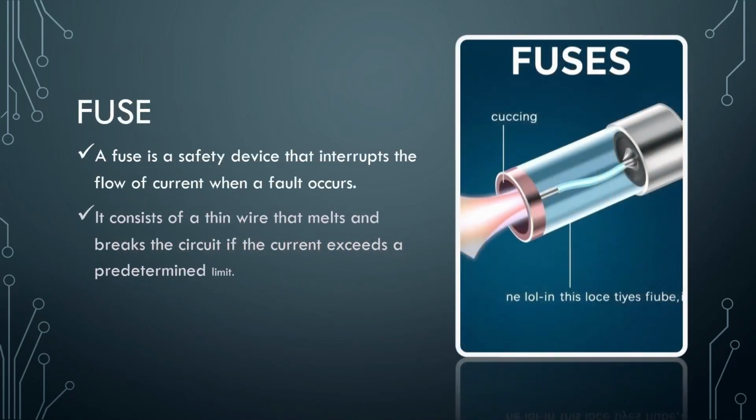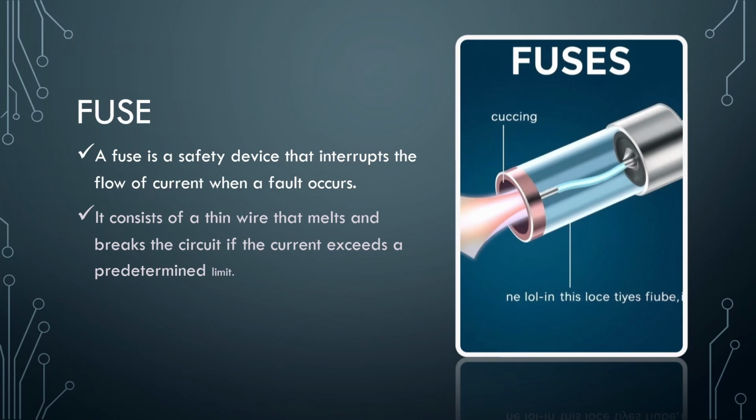So next in our list is a fuse. A fuse is a safety device that protects electrical circuits from overload or short circuits by breaking the circuit where excessive current flows. A fuse consists of a metal wire or a strip that melts when the current exceeds a specified level.